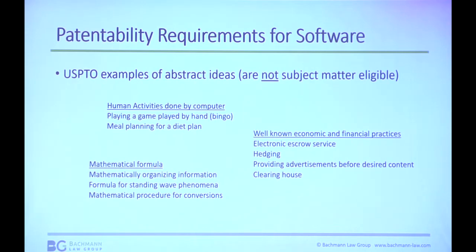So here are some examples of things that are abstract ideas. Human activities done by a computer. There's a lot of software for meal planning, playing board games or card games. Those things have been done for a long time. Just putting them in computer form is not patentable. Well-known economic and financial practices, like electronic escrow service, hedging and investing, providing a clearinghouse. Those are business practices that have been around for decades, and those things are not patentable because simply putting them into a computer form is nothing new.